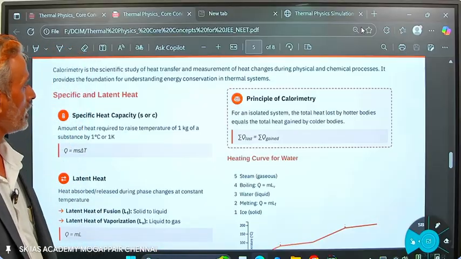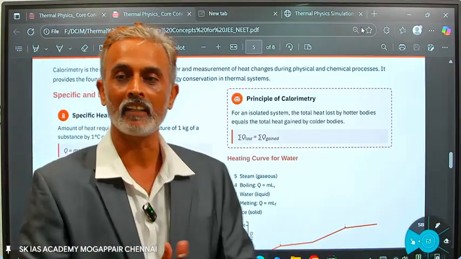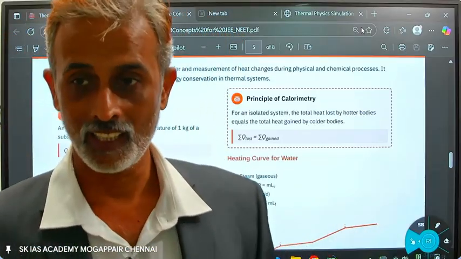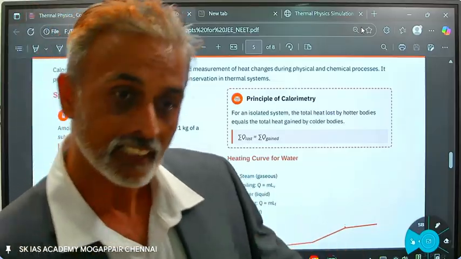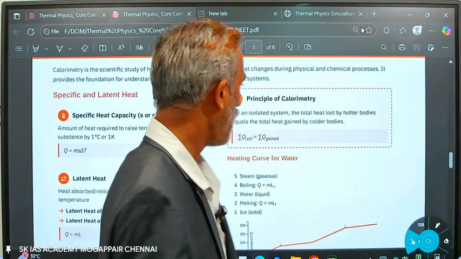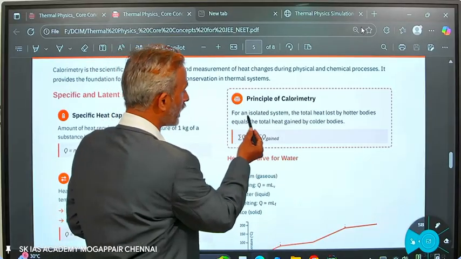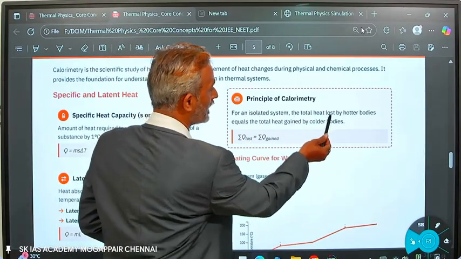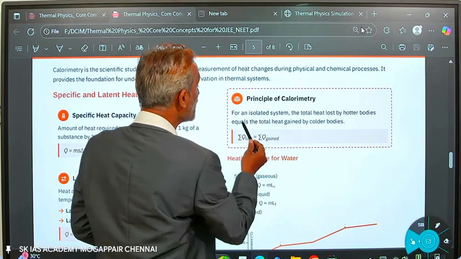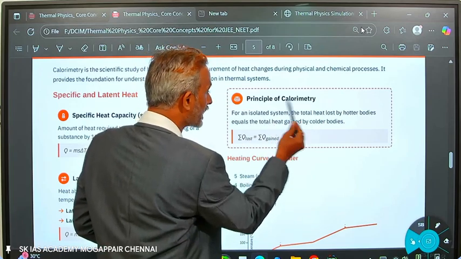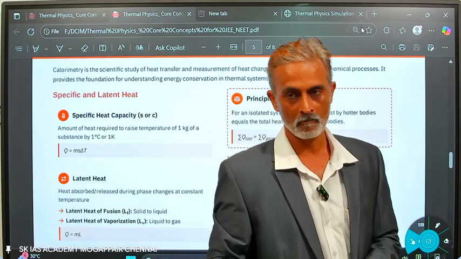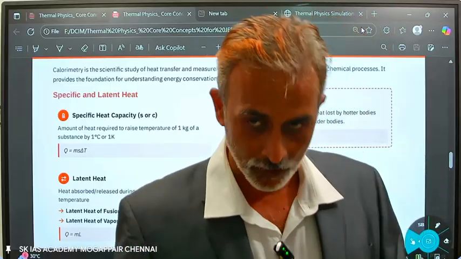Now come to the principle of calorimetry. Now I am going to explain what the principle of calorimetry really is. What is the principle of calorimetry? For an isolated system, the total heat lost by the hotter body equals the total heat gained by the cooler body. So this is the principle of calorimetry.